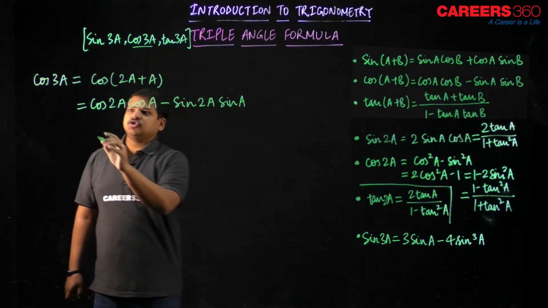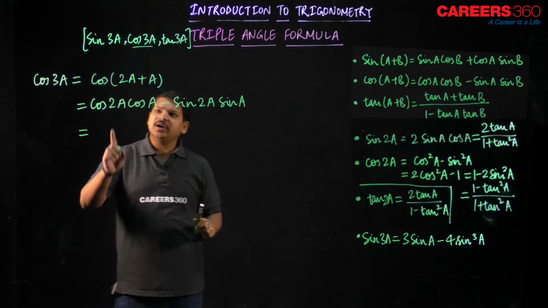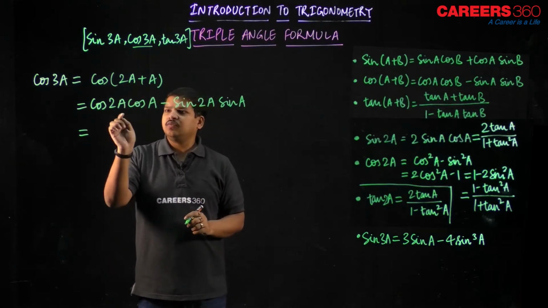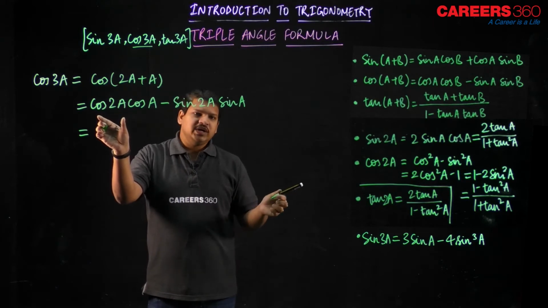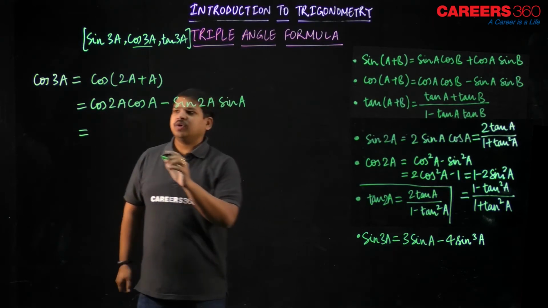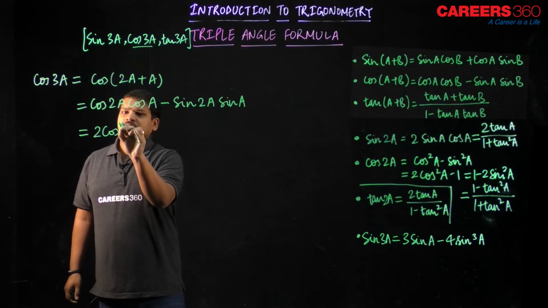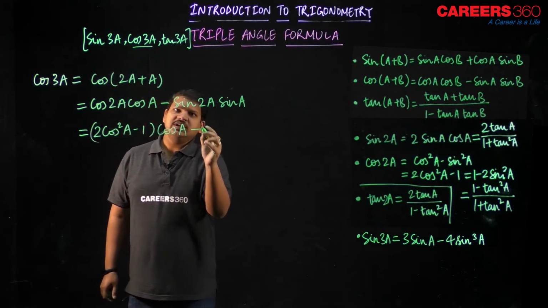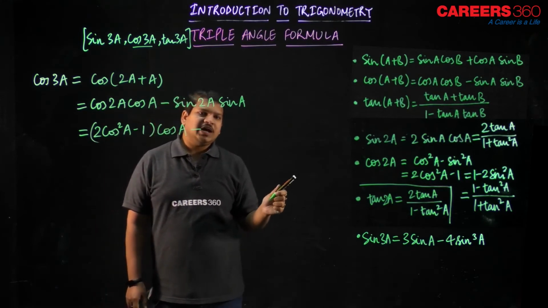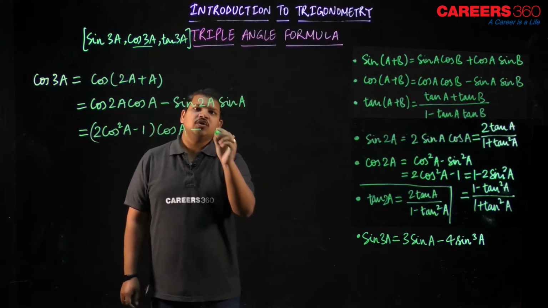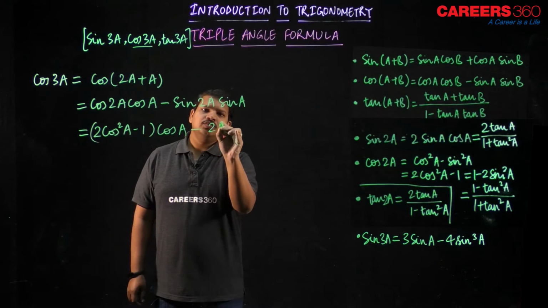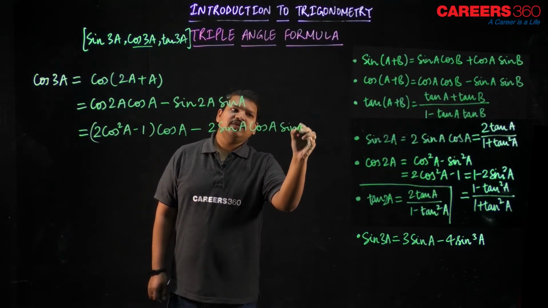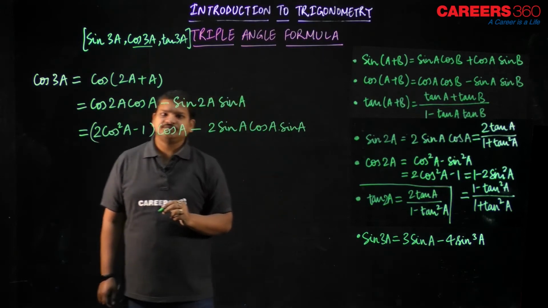Now this cos 2A can be written as, now I want everything in terms of cos only, right. So let's try to convert whatever I can. Cos 2A can be written as 2 cos square A minus 1, and then I have cos A, and then sin 2A can be written as what? 2 sin A cos A, and already we had sin A.